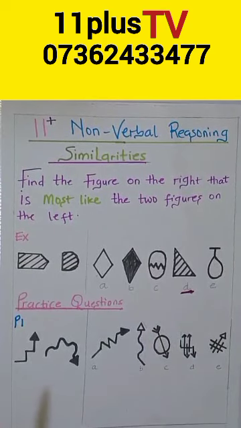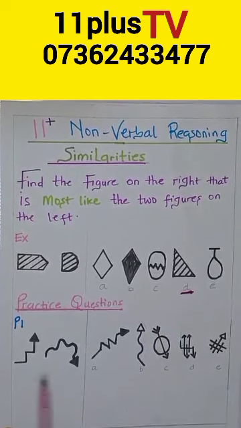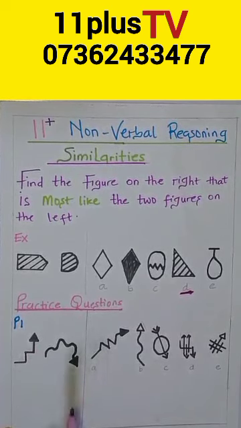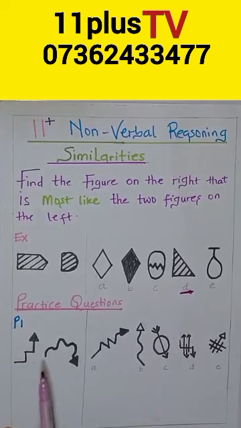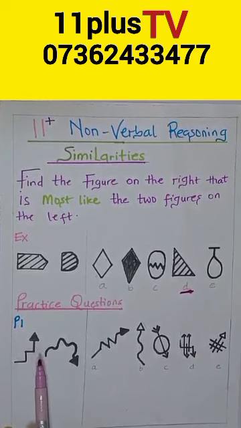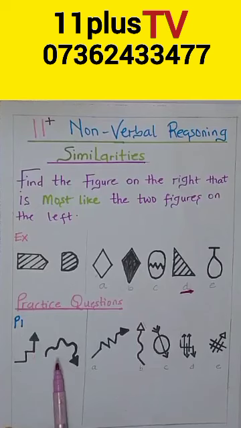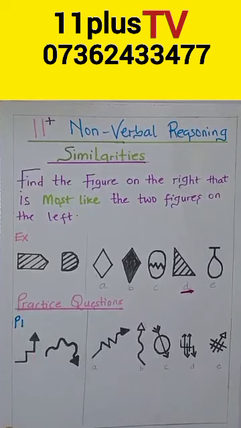The first practice question, let's look at the two figures. You can see the two figures have a black arrowhead. That is the common feature. Ignore the differences. The differences between these two figures is that one has a kind of straight wavy line and one has a curved wavy line. You have to ignore the differences, but the similarity is that both of them have a black arrowhead, and the shape we have to look for on the right will be a shape with a black arrowhead.